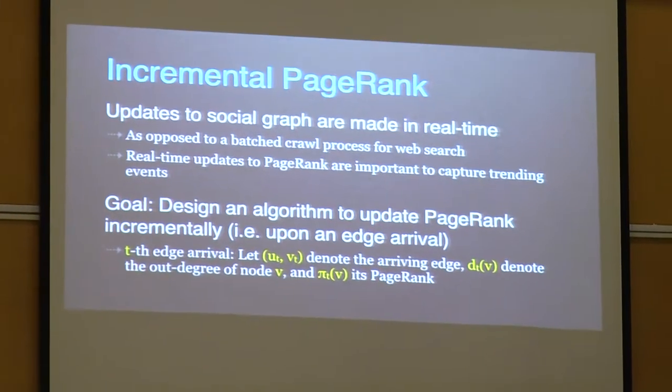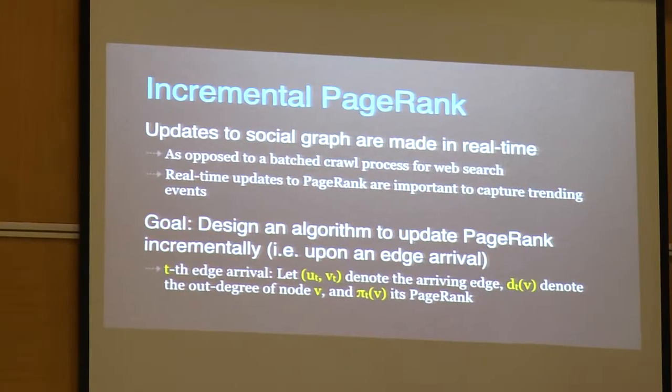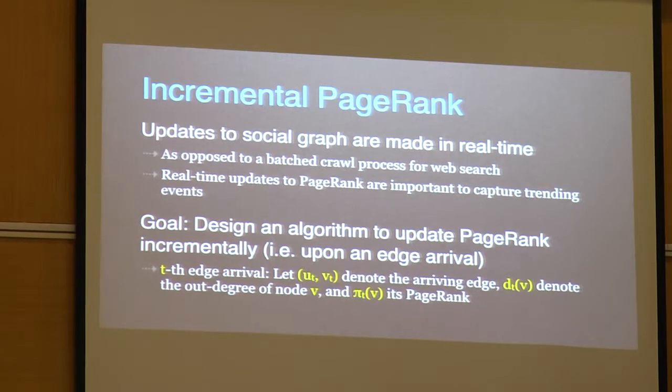It's different from power iteration. In power iteration, those iterations are something that we were running. Here pi_t(v) is just being given to us by nature. At time t, an edge arrives.